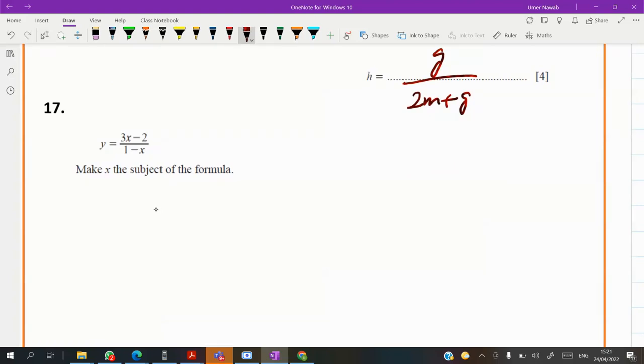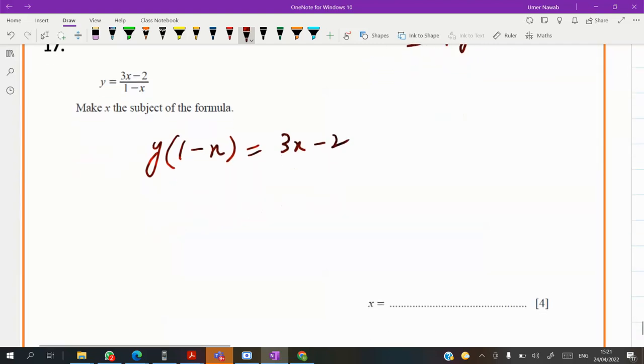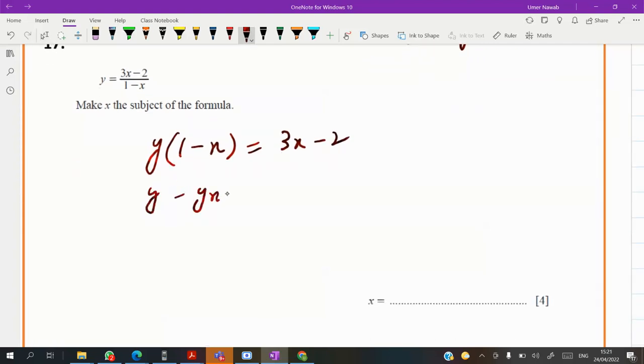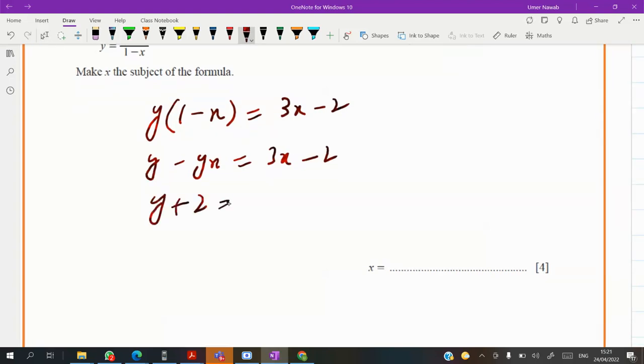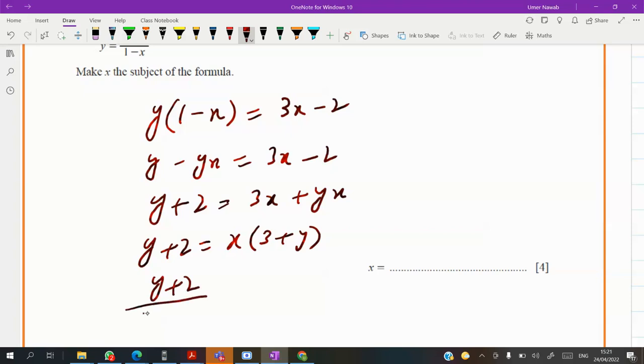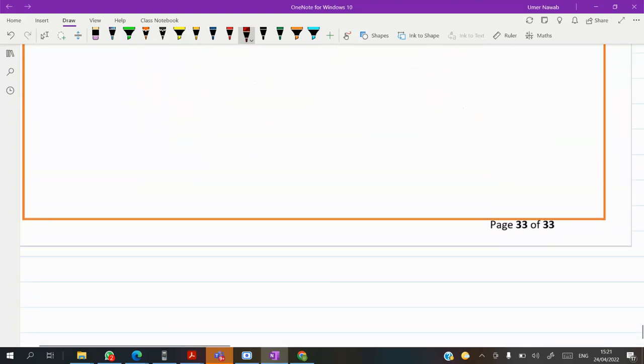Cross multiply. y multiplied with 1 minus x is equal to 3x minus 2. Open the brackets. y minus yx is equal to 3x minus 2. Collect all the x terms together. 3x plus yx. On the right-hand side, take x common, 3 plus y, and y plus 2 over 3 plus y is equal to x. So your answer is y plus 2 over 3 plus y. Thank you, boys.